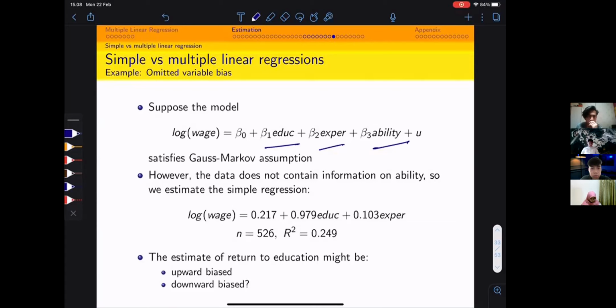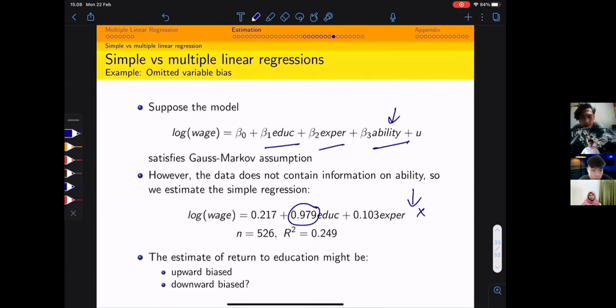Okay. Now, because in a lot of the surveys we do not observe the value of ability, we're not going to be able to include it in the regression. And so what happens is that we omit ability from this regression. Now, my question to you is whether this estimated coefficient of 0.979 is overestimated, or upward biased, or is actually underestimated, or downward biased.